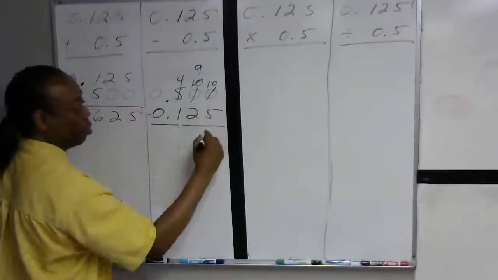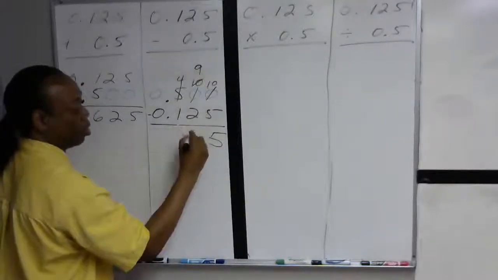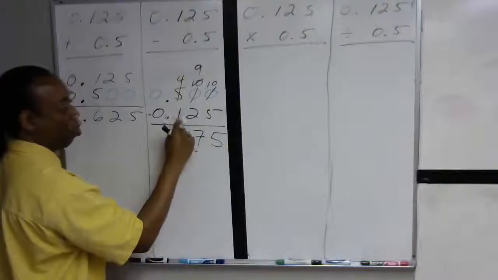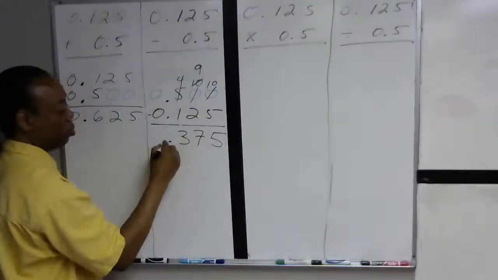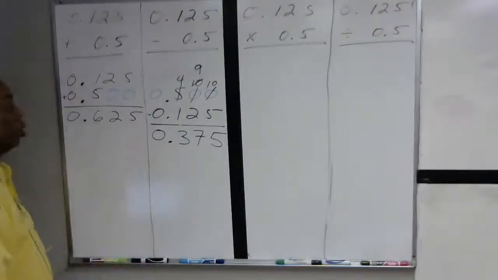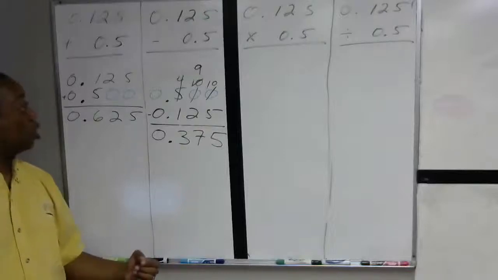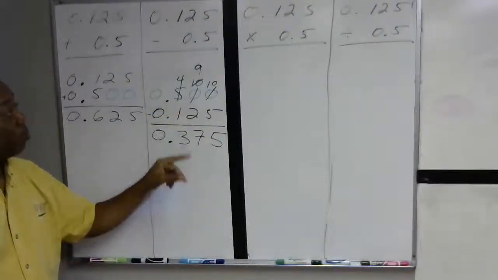5 from 10 leaves us 5. 2 from 9 leaves us 7. 1 from 4 leaves us 3, then our decimal. And then no ones here. Okay, so that's it. And a good note: this is subtraction, so we need to make sure our largest number is on top.